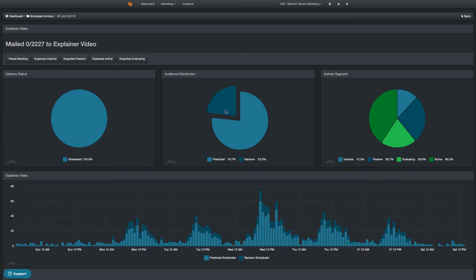Finally, the active audience chart gives you insight into how many people will fall into each activity segment. This is where you can glean some additional insight on how to treat this mailing. In this example, when we scheduled the mailing, we did not suppress any of the activity segments.